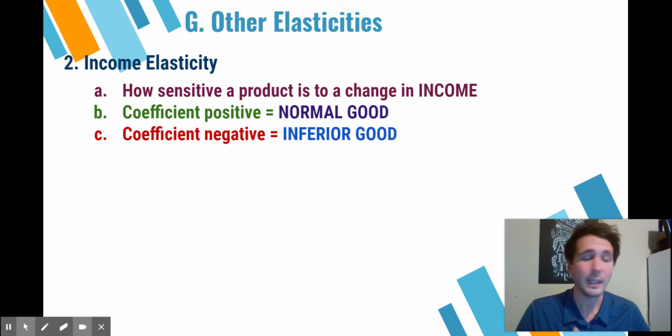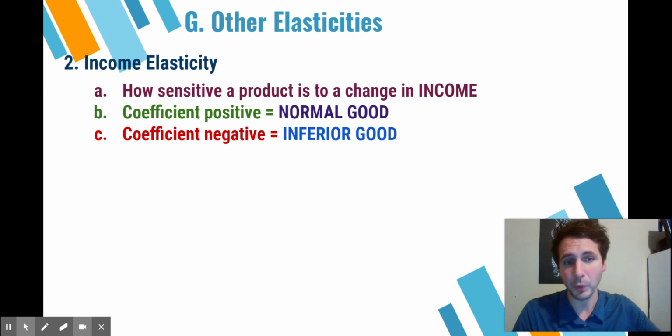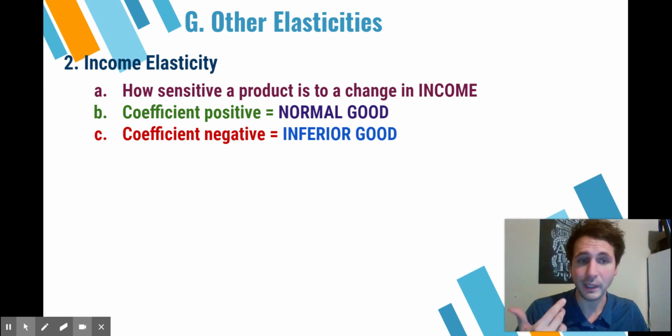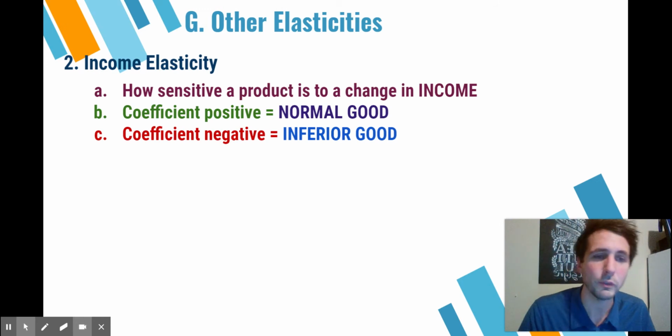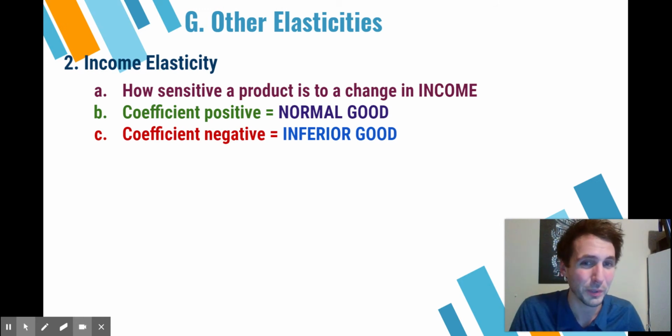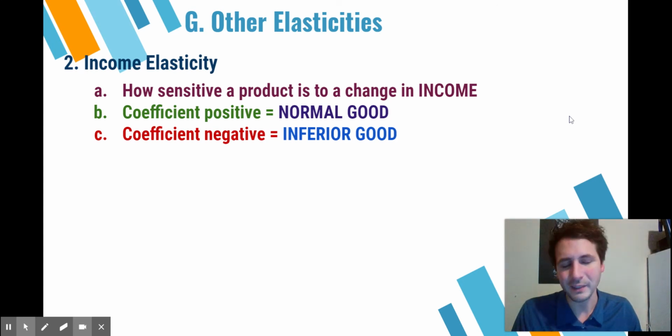So a normal good is like, I don't know, a computer, right? Increase in money, people buy more computers. An inferior good is like, I don't know, ramen noodles. I have more money, I buy fewer ramen noodles because I don't need them anymore. I can buy more expensive food that tastes a little better and has more nutritional value, right? So that's an inferior good. The more money I have, the less I buy.